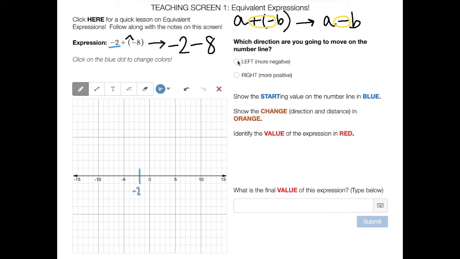Now I know very clearly that I'm moving to the left on my number line 8 times. 1, 2, 3, 4, 5, 6, 7, 8. And the value where I've ended up here is at -10. So the value of this expression is -10. So just remember, adding a negative is not the same as adding a positive. In fact, adding a negative is actually equivalent to subtracting a positive.